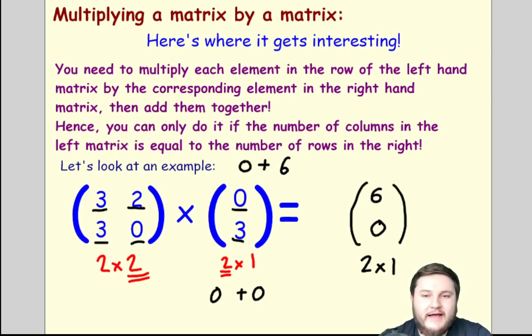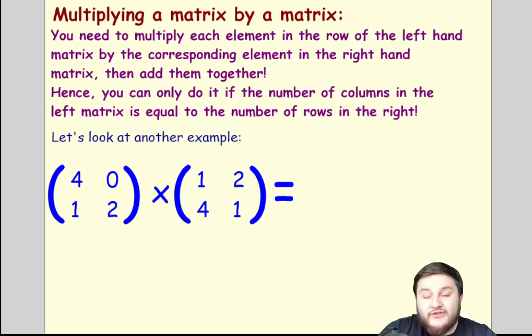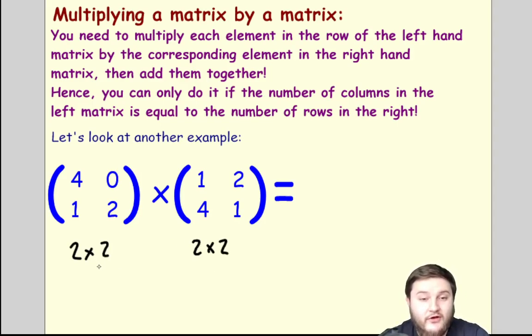Let's have a look then at a slightly trickier one, and then I'm going to give a couple of questions to have a go at. So this one is slightly trickier then, because it's a 2 by 2, right? So 2 by 2 matrix multiplied by 2 by 2 matrix. And again, just a quick check. Can we multiply them together? Yeah, of course we can, because these 2 numbers are the same.